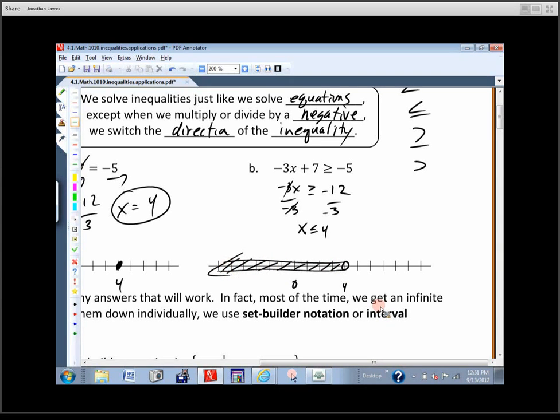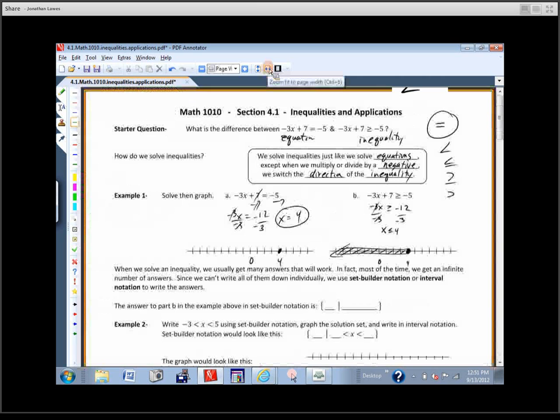Now, are we done with this one? Okay, on this particular one, no, and here's why. You'll notice that when I graphed this one, I filled in the circle. I put a dot at 4 and I filled it in. Does 4 count as one of the answers here? Yes. It does, so I'd want to fill that in. Okay, so that's the answer. Again, if the step you take to solve the equation is multiplying or dividing by a negative, you've got to switch the direction of the inequality.